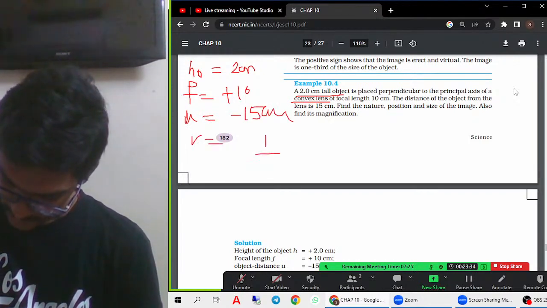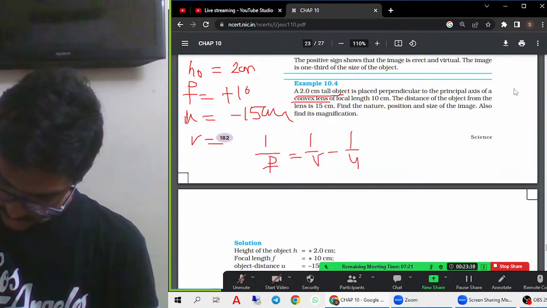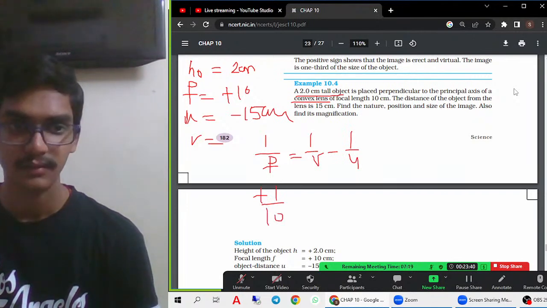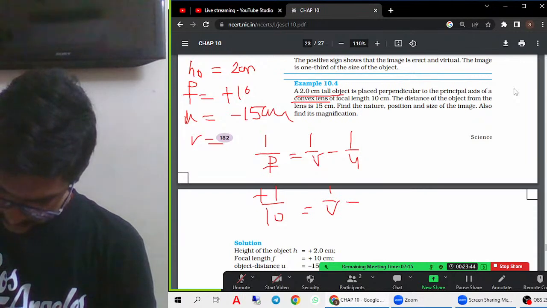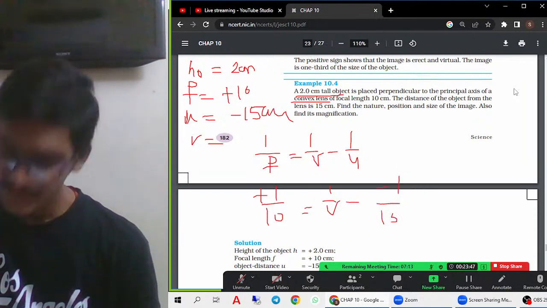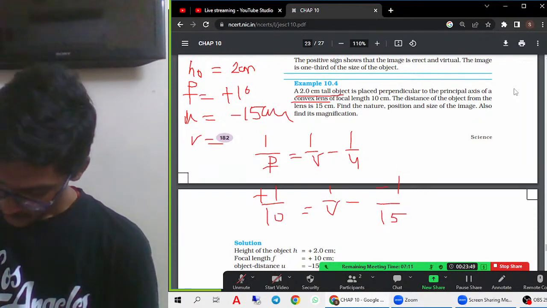Okay, so again, 1 by f equals 1 by v minus 1 by u. So it is 1 by 10, so plus 1 by 15. Then we have to find the v value.